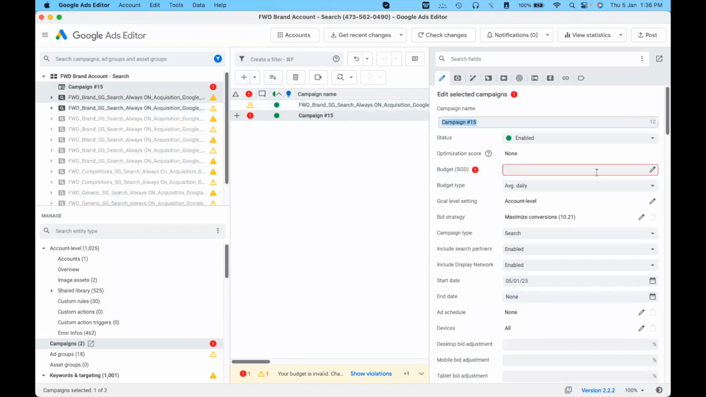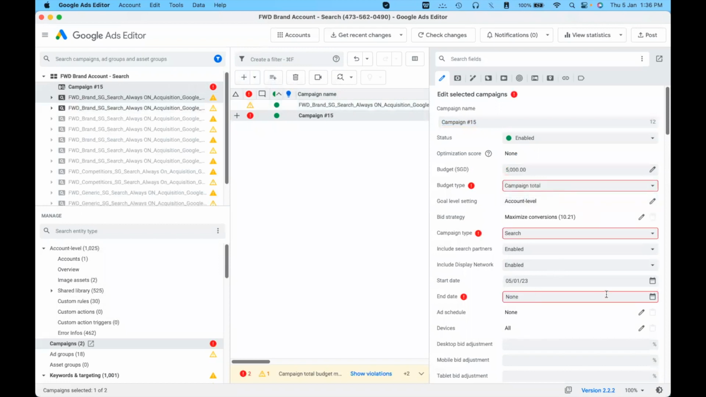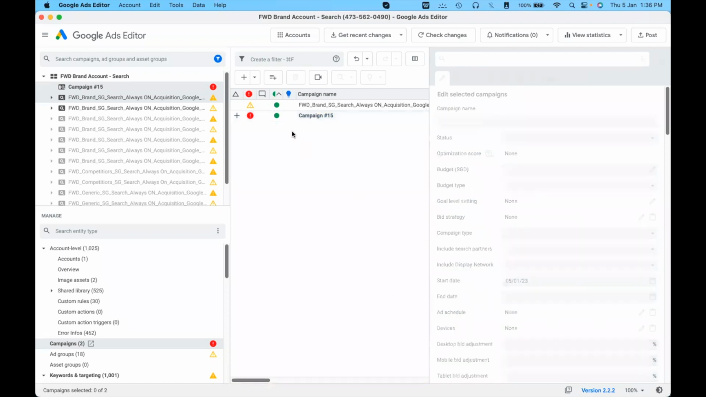So see, this is a dummy campaign. Now let's say I'm putting $5,000. You can call it campaign total or lifetime budget. It means the same thing. Now when I selected campaign total, it is giving an error here, because unless I set an end date, it will not know what the campaign total or total days is, or what it has to spend. That's why it was giving an error. The moment I put this in, the error went away. If I remove it again, it will show the error again.